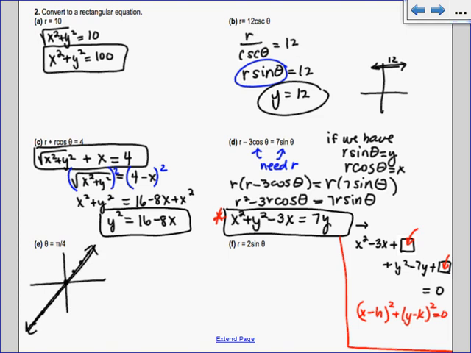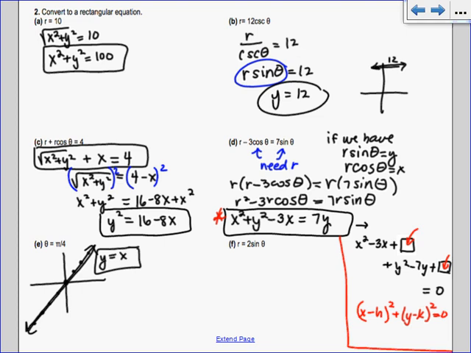So if you think about what line that is in the xy coordinate plane, I think it makes a lot of sense. It's just the line y equals x. Okay, so that is the easiest way to switch forms if you just have theta equals a number.